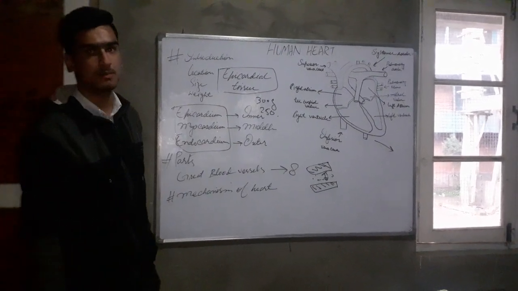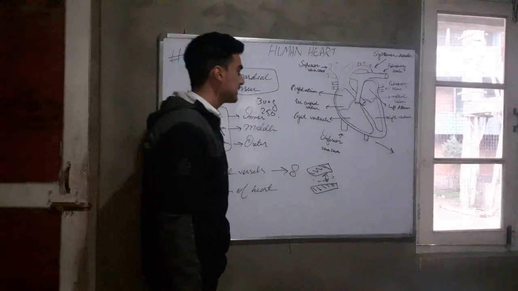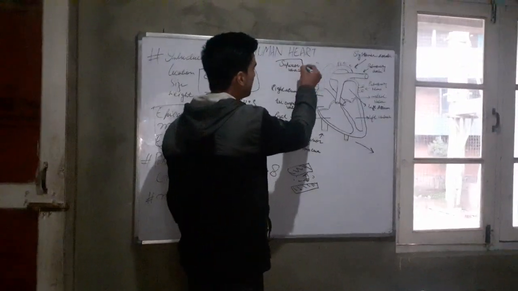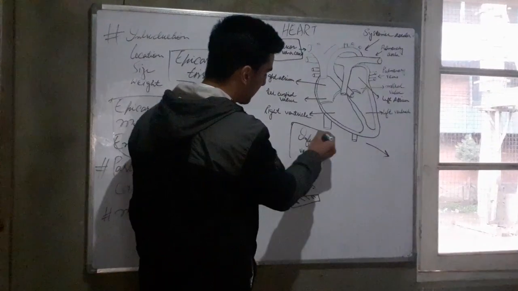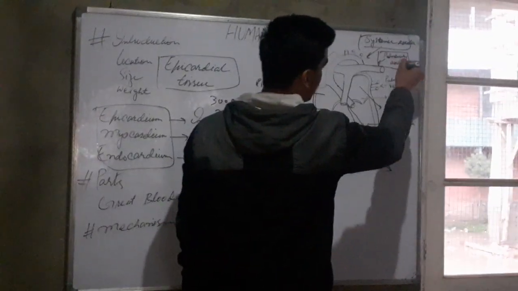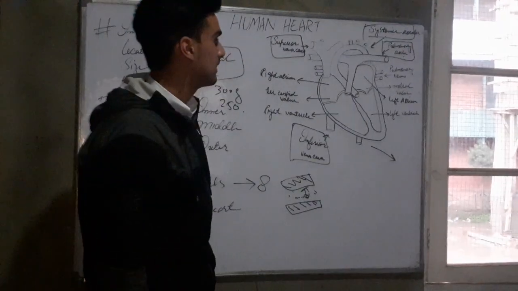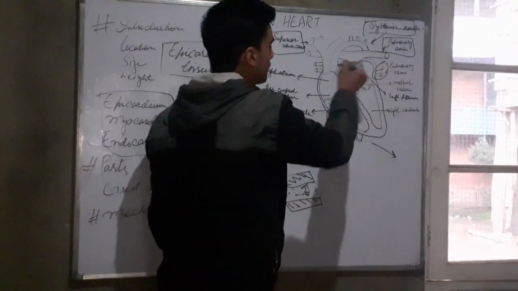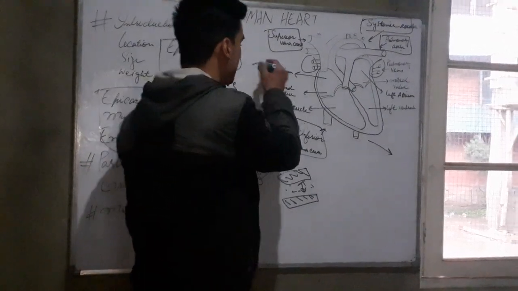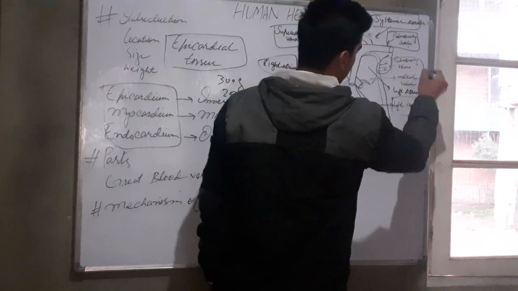Now we will discuss the parts of the heart. So there are 8 great blood vessels in the heart: 2 vena cavas, 1 superior vena cava, 1 inferior vena cava, 1 systemic aorta, and 1 pulmonary aorta, or we can say a pulmonary artery, containing 4 pulmonary veins. The human heart is 4-chambered: right atrium, right ventricle, left ventricle, and left atrium.